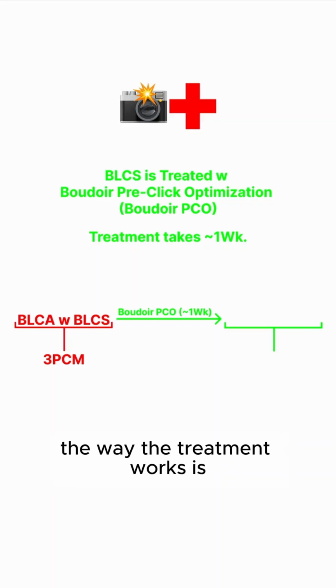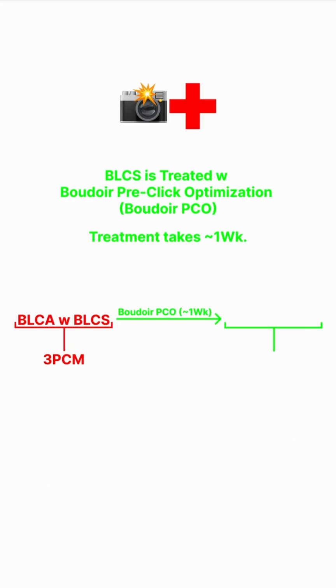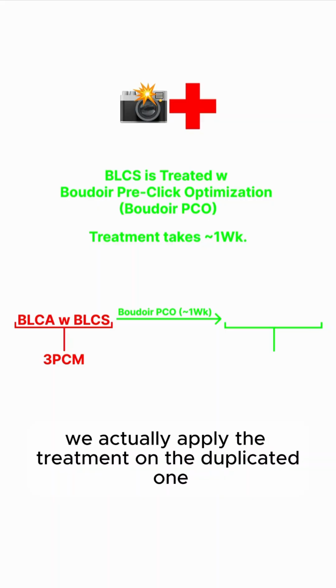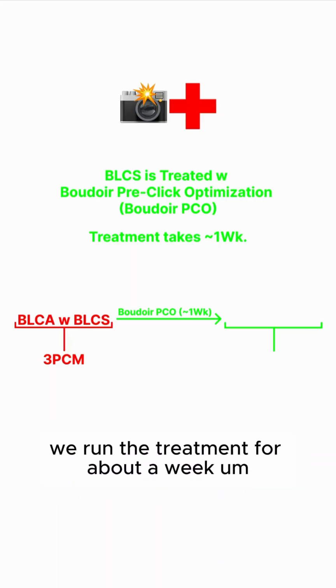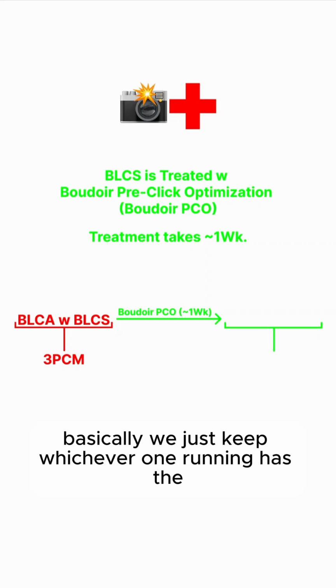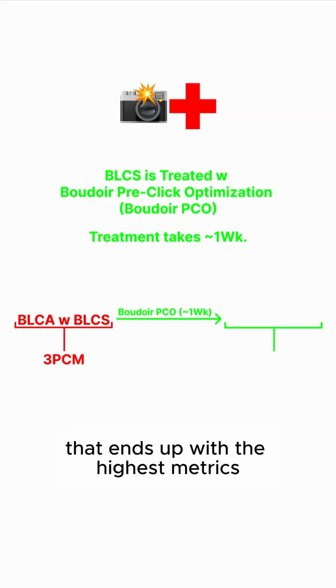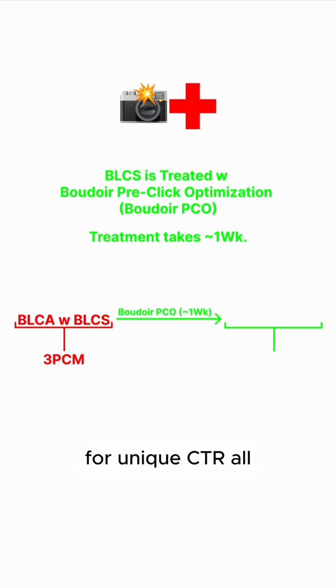The way the treatment works is we duplicate the current Boudoir Facebook ad, and we leave the original. We apply the treatment on the duplicated one and run it for about a week. After about a week, we just keep whichever one has the highest metrics, and it's always been the Boudoir PICO treated ad that ends up with the highest metrics for unique CTR all.